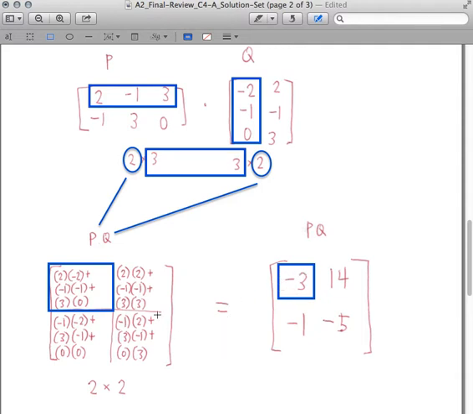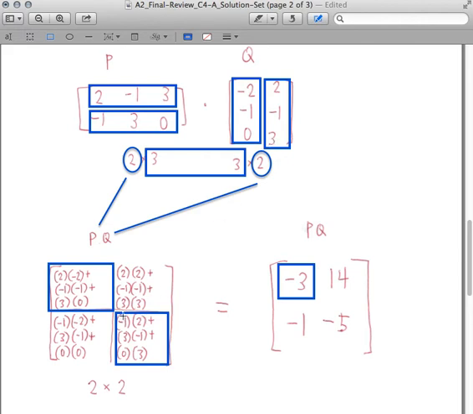We take that process for each of the entry parts of the product matrix. For example, if I want to take a look at this value here, this entry, this is going to be row 2, column 2. So I am going to take row 2 of matrix P, and I'm going to multiply it by column 2 of matrix Q. Again, I'm working left to right and top to bottom.